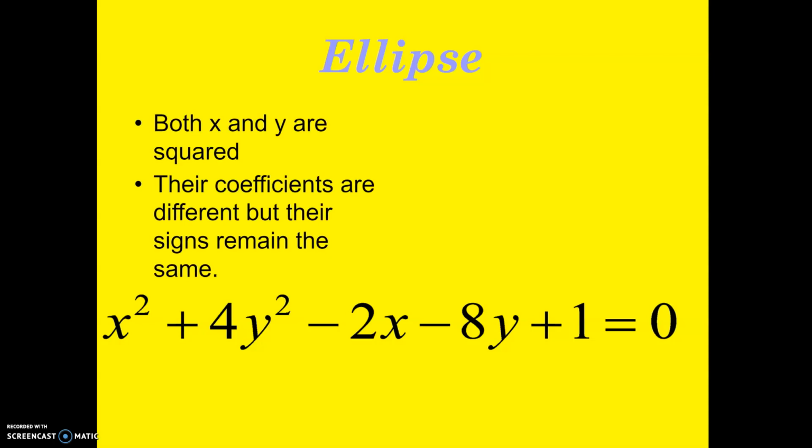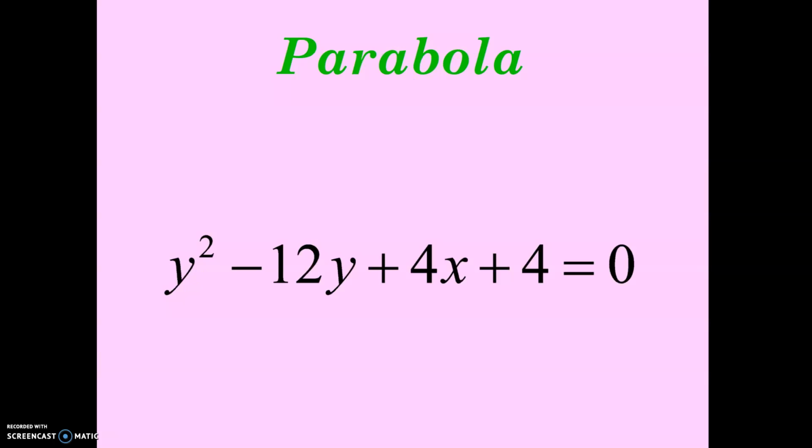Their coefficients are different, but the signs are the same. So they have to have different coefficients, but they should both be positive or both be negative. And again, that's when they're on the same side of the equal sign. One way they'll try to trick you is by having them on opposite sides. Don't compare them when they're on opposite sides. Compare them when they're on the same side of the equal sign.